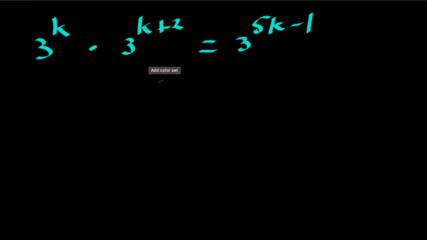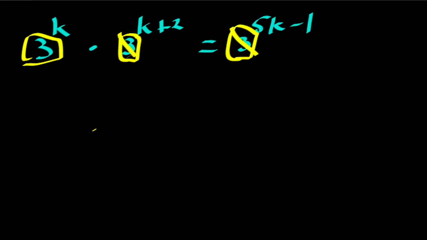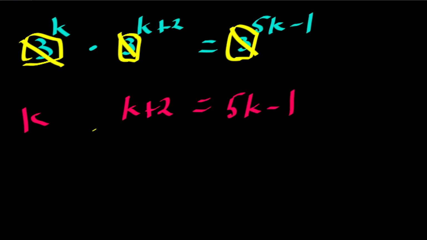Then you want to ask yourself, okay, how am I going to go about getting rid of my bases? Well, my bases are all the same. We just got through saying we could just cancel those bases. Now, here's the part where I hope you have a question. I hope the question is, okay, we bring down k plus 2, and that's equal to 5k minus 1. I hope your question is, what's happening in between this k that we brought down here and k plus 2?